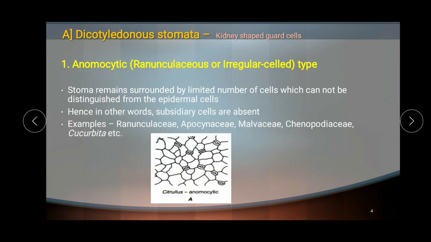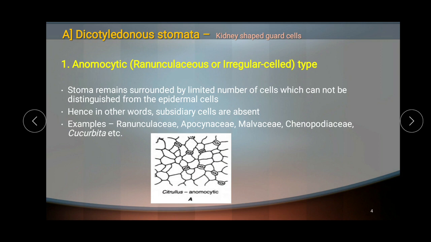Before that, you know that the dicotyledonous stomata consist of guard cells which have a kidney shape. That means kidney-shaped guard cells are an important feature of the dicotyledonous stomata. In dicotyledonous stomata, there are further four types present. The first one, anomocytic type, is also called the ranunculaceous type or irregular celled type.